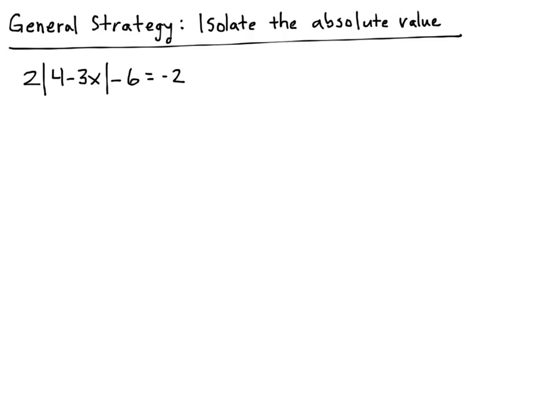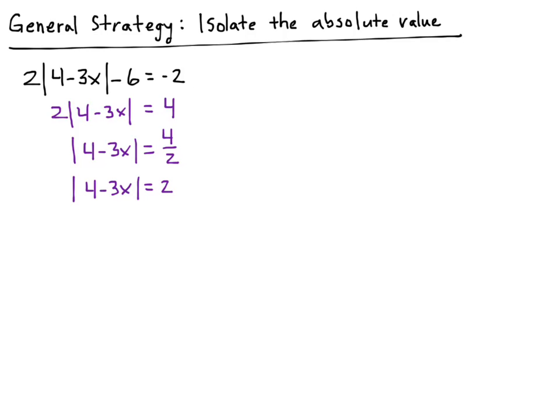So in this case, the first thing I'm going to do is add 6 to both sides and get negative 2 plus 6 is 4. Then I'm going to divide by 2. Okay, and now this looks like a familiar problem because we have an absolute value expression equals something else. And then we can solve this in the normal way by expanding this into two different equations connected with an OR.